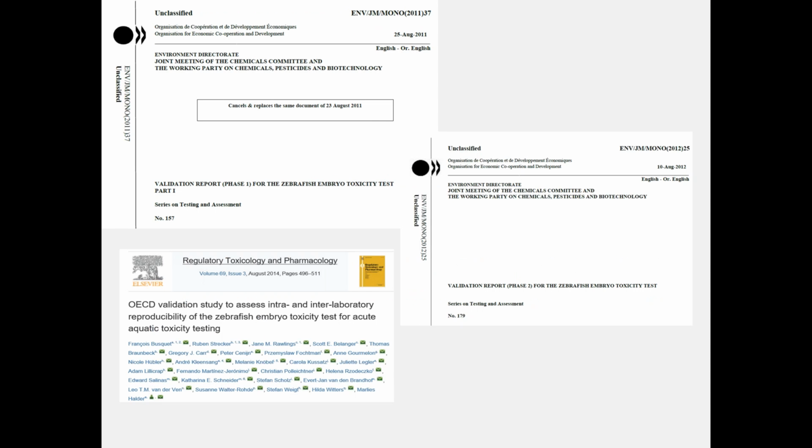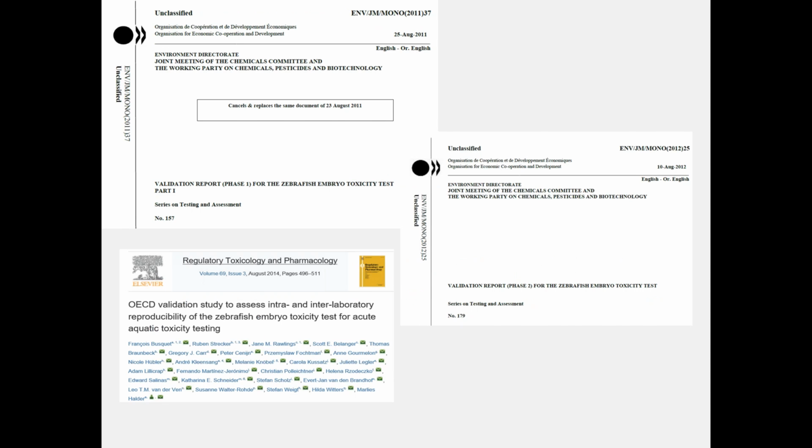So the test had been submitted to the OECD. It needed to go through a significant amount of validation before it was accepted. And to my knowledge, I think it has had the most rigorous validation of any of the test methods, particularly within the ecotoxicity world, than any other test guideline that's ever been accepted by the OECD. There are 2 reports that were written about the ring trial that was performed, and this was on a vast number of compounds. And then there's a pretty nice paper that was written about the validation study back in 2014.